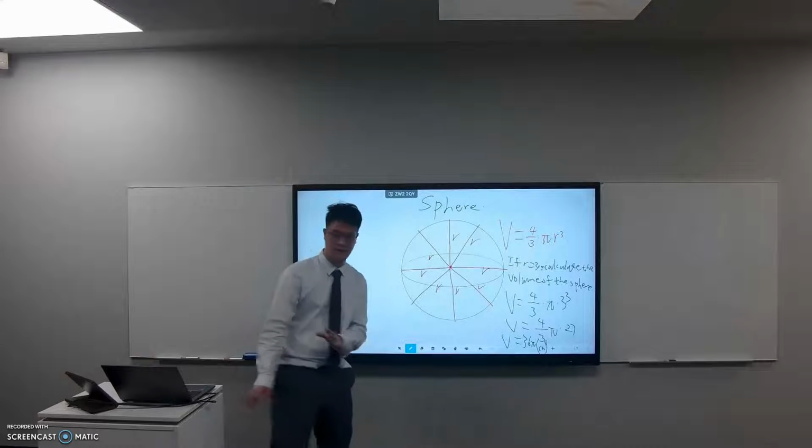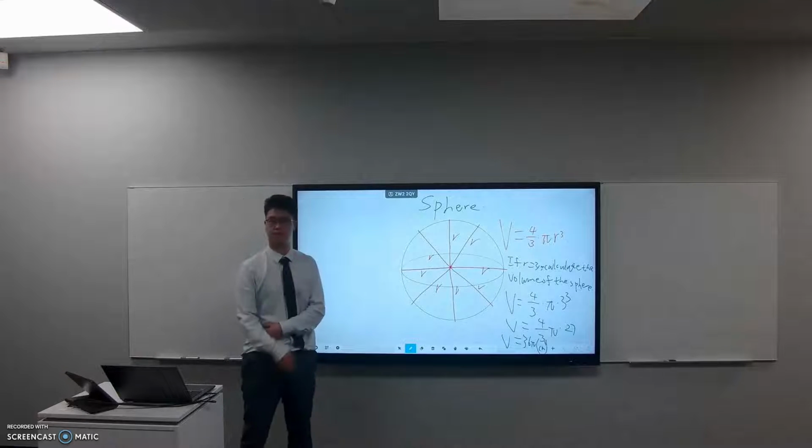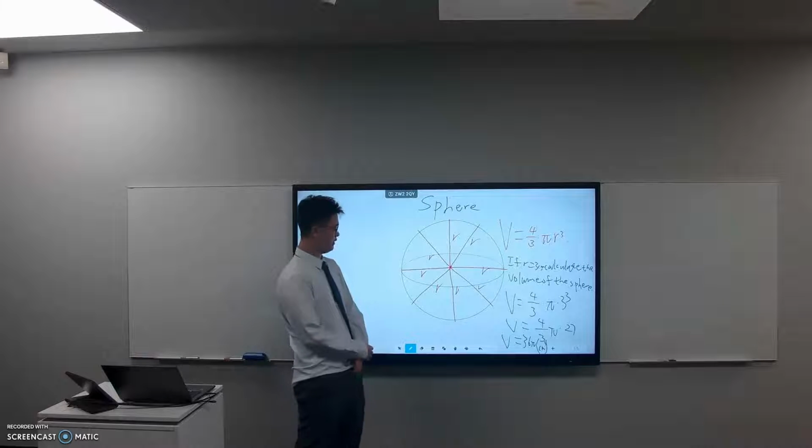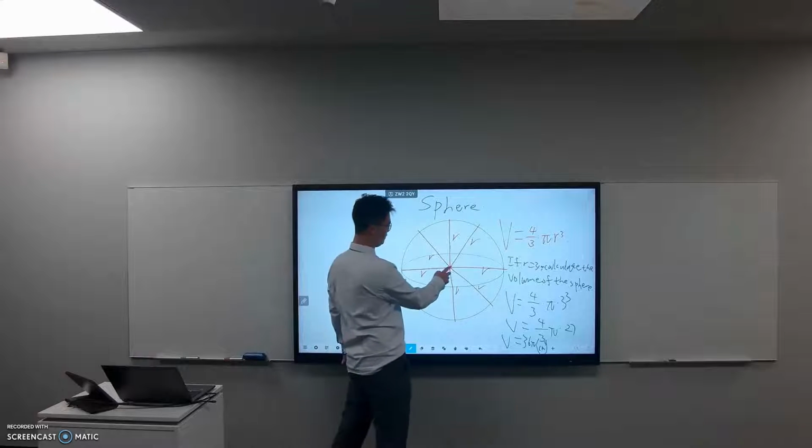Well, let's talk about the sphere, the volume of a sphere. How do we calculate it? Well, for a sphere, you must have a center because it's related to a circle.